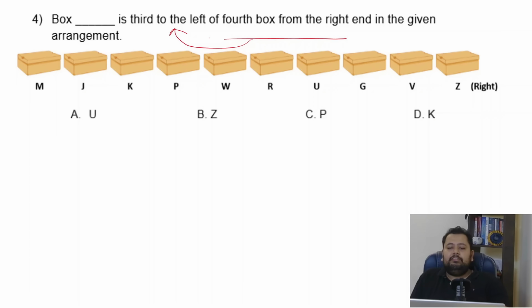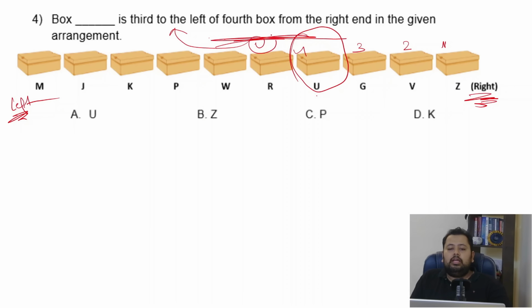Great. Again, easy one. So, fourth box from the right end. So, this is the right end, right? What is the fourth box from the right end? So, this is the first box, second box, third box, fourth box. So, fourth box from the right end is nothing but box number U. Now, this is your left, right? So here we know this is left. If this is right, then obviously this is left. Now we know this, right? This we know as U, correct?